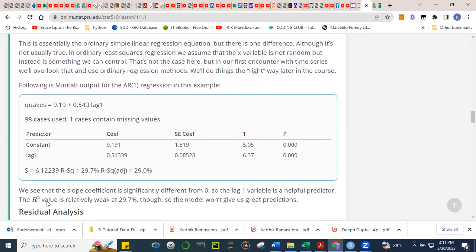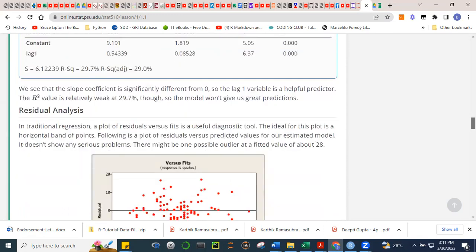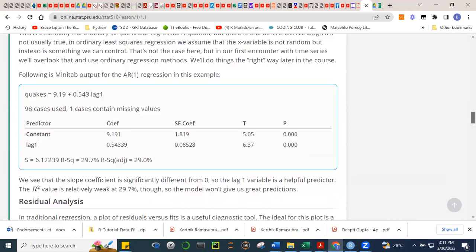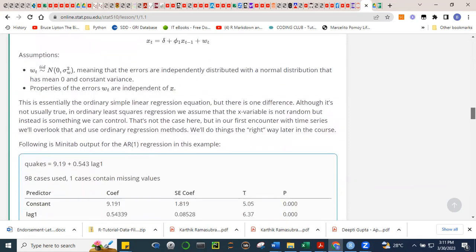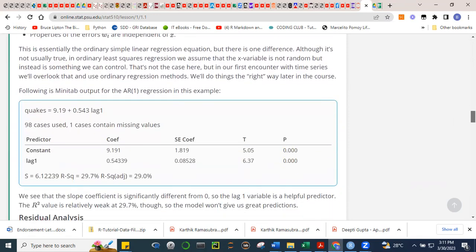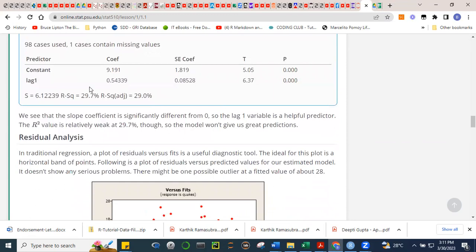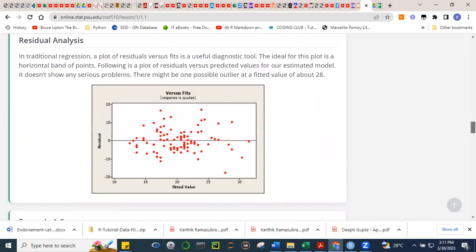All right. So if we run the regression, you'll find here that lag 1, the x sub t minus 1 at 0.54, is significant. The p-value is less than 0.001. So lag 1, that x sub t minus 1, is a significant predictor of your x sub t, which means that we can use the past value of order 1 to predict our time series x sub t.